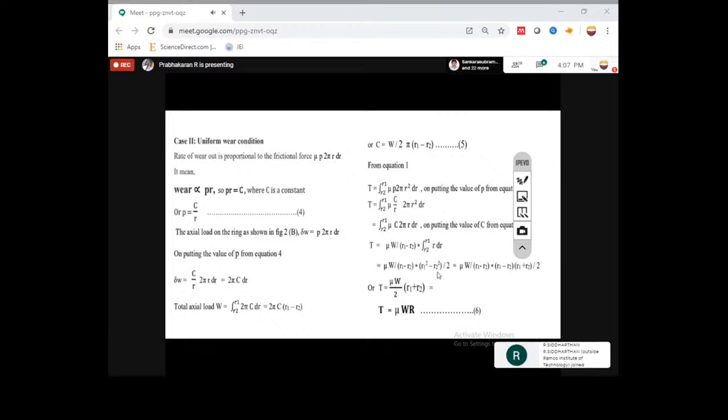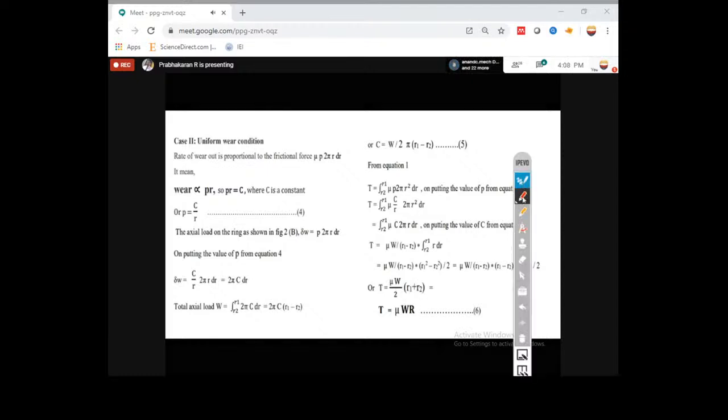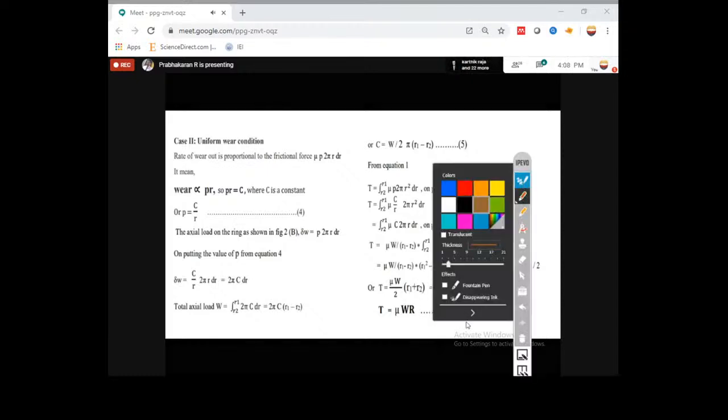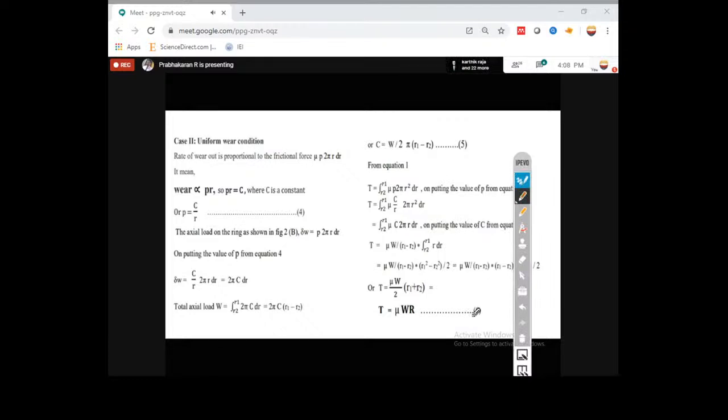You should understand that this is A square minus B square, so we can write it as (A plus B)(A minus B). These two terms will be cancelled. So finally, you will get mu W by 2 into (R1 plus R2). Again, you should remember the technical concept: whenever you consider the uniform wear theory, R means the mean radius. Instead of R, we can write (R1 plus R2) by 2.